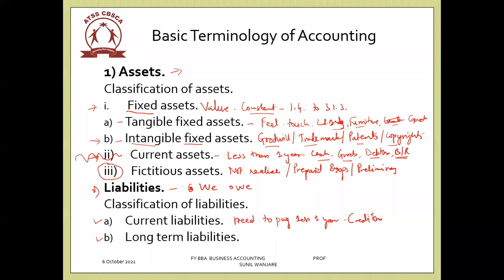So current liability is all those obligations that we owe and have to pay in less than 1 year.